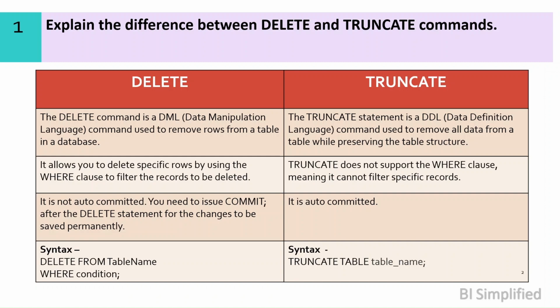Delete is not auto-committed. You need to issue commit after the delete statement for the changes to be saved permanently, while truncate is auto-committed. And the syntax for delete is delete from table name and you then specify the where condition, while the syntax for truncate is truncate table and the name of the table. So these are the four differences that you can mention if you are asked this question.